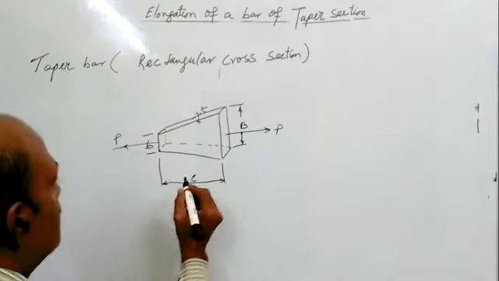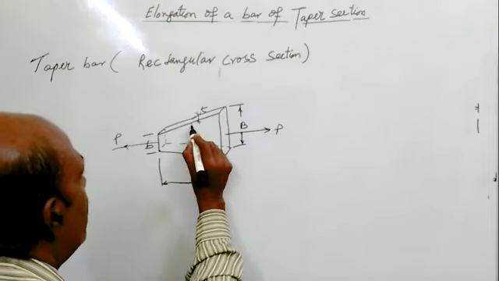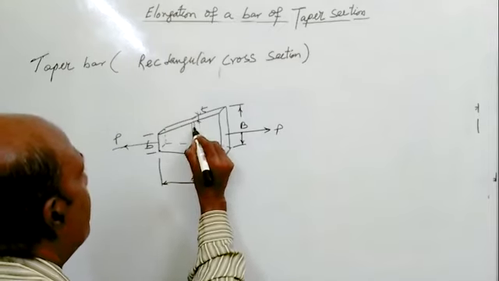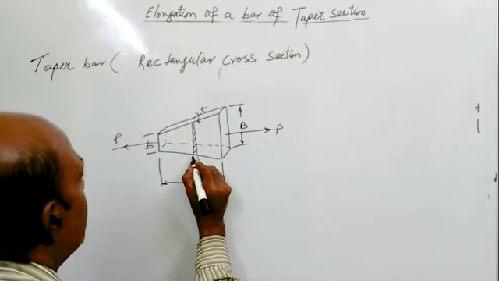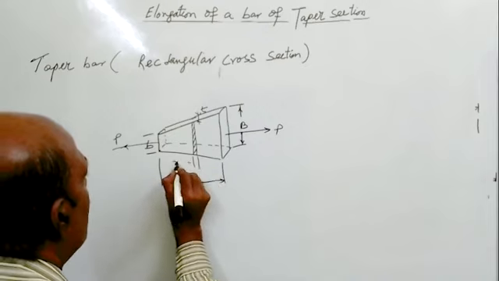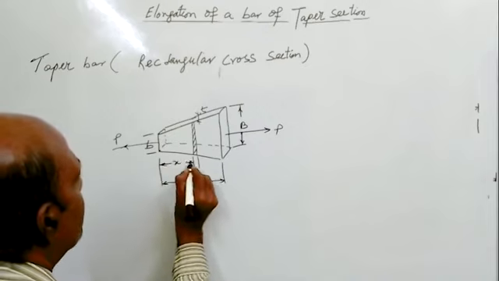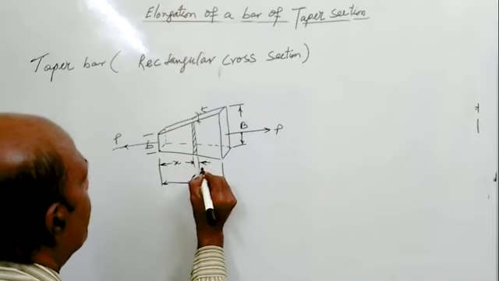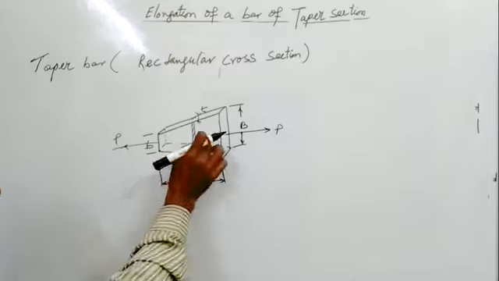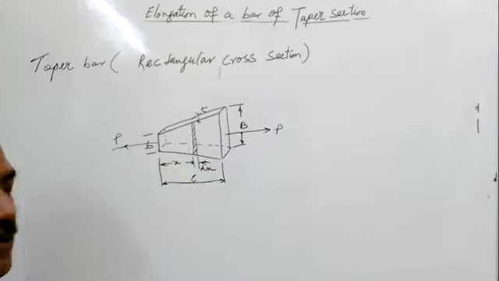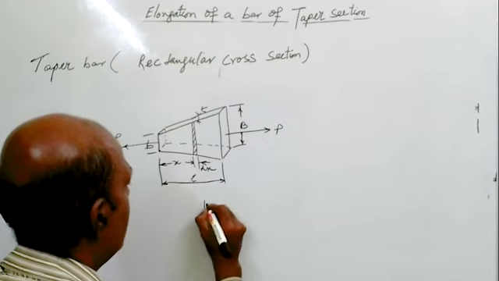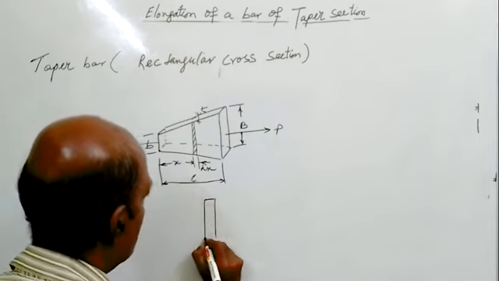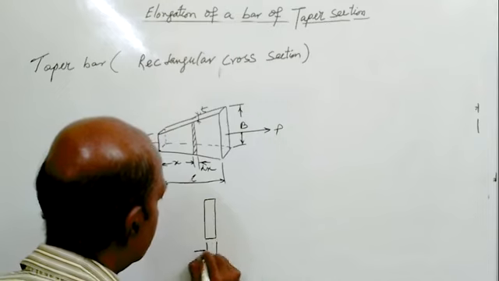Now consider an element of thickness dx at a distance x from the left end. So dx is the thickness of this element of the taper bar at a distance x from the left end. Now if we draw this element, what is the elemental length? It is dx.